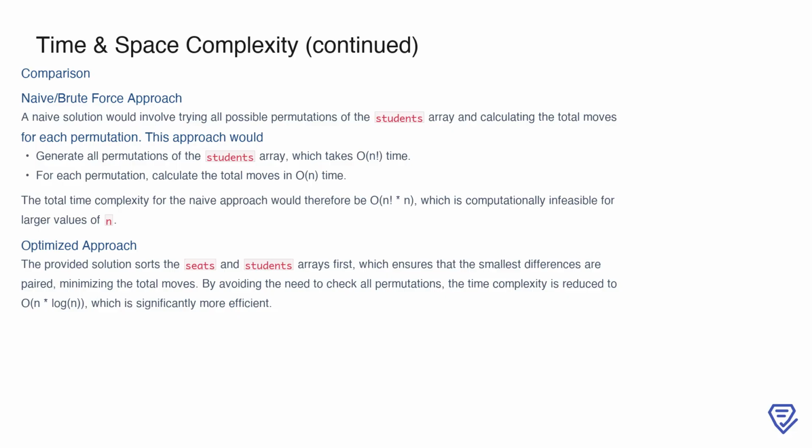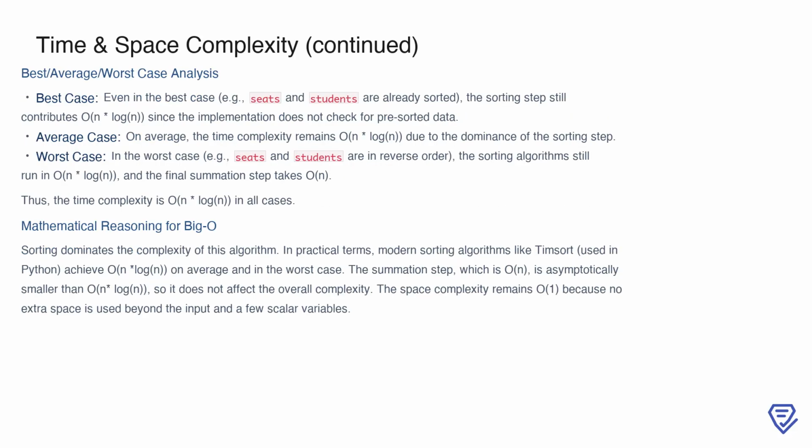In contrast, the optimized approach sorts the seats and students arrays first, ensuring that the smallest differences are paired to minimize the total moves. By avoiding the need to check all permutations, the optimized solution achieves a time complexity of O(n log n), making it significantly more efficient and practical for larger inputs. The time complexity remains consistent across all cases due to the dominance of the sorting step.